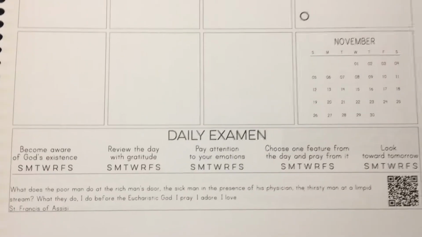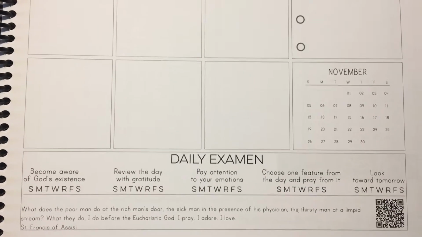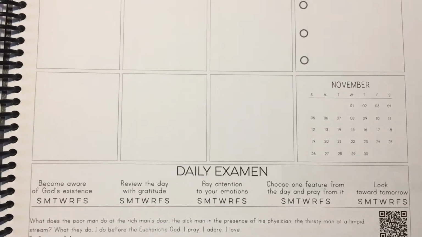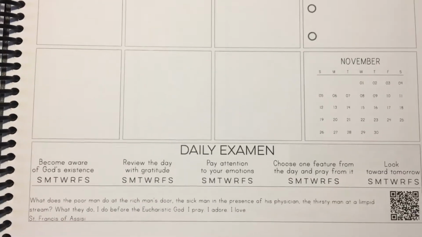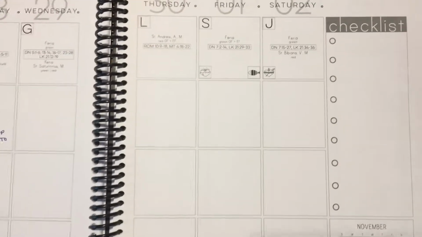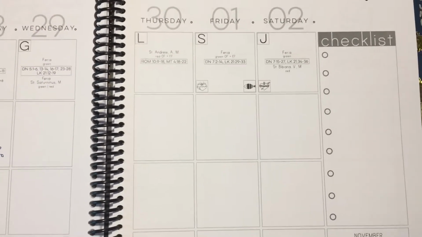So, okay, here's your Ignatian Examine right here, along with a quote that's different each week. And if you go back to the beginning of the planner, you can reference how to use that Ignatian Examine. I've also given you a pretty big box here for you to jot down whatever odds and ends need to get done.